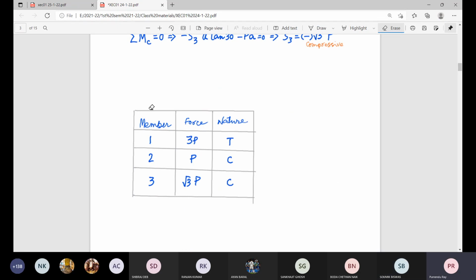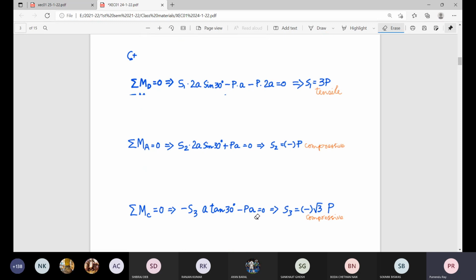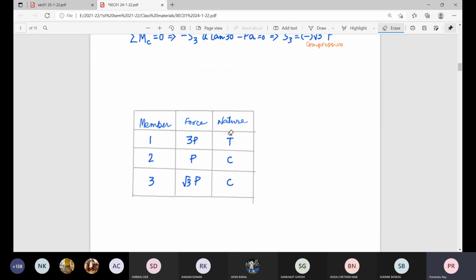This thing is very important. Present the whole result in a tabular form. Now it creates that impression on the candidate, the examiner will immediately find whatever the answer is in short, in summary. Then your examiner will go through the steps. If at a glance here I find some mistake, instead of 3p it is twice p, and instead of this nature t it is c, compressive, then definitely you have made some mistake.